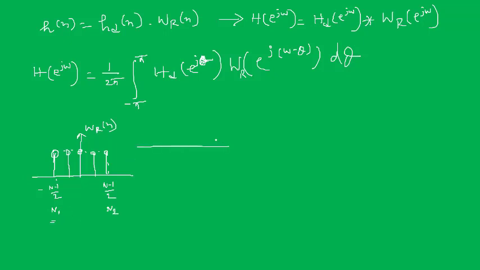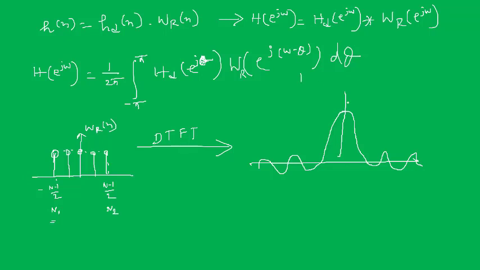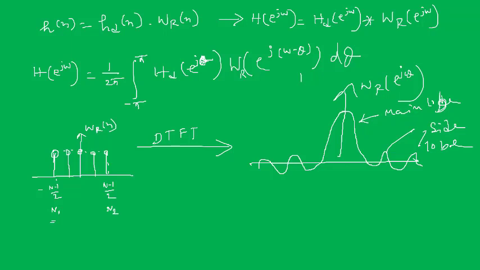If we perform the DTFT on it, then we shall get a sinc function. So this kind of thing we will get. So this is wr of e power j omega. This is called the main lobe, and these are the side lobes. Side lobes are very much undesired, and that will lead to some problems. Later on we will see that.